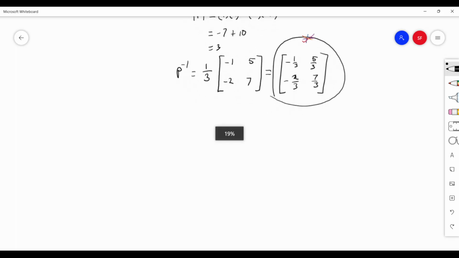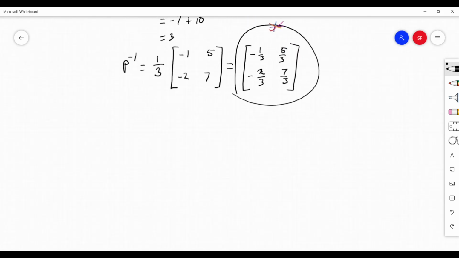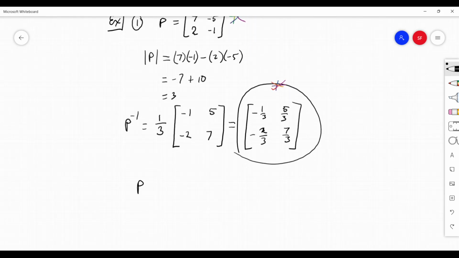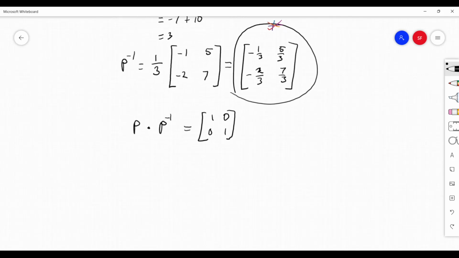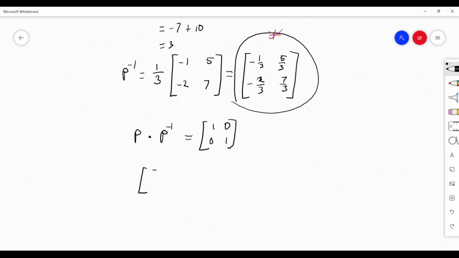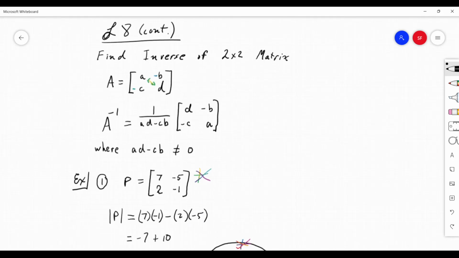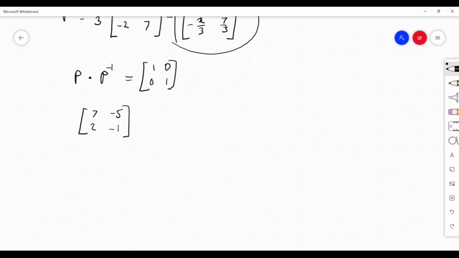We'll only do it one way, so we won't fully prove it. But our original P, we're going to do P times, hopefully, the inverse of P, and that should equal this matrix, right? So P was 7, -5, 2, -1, right? Is that right? Good.